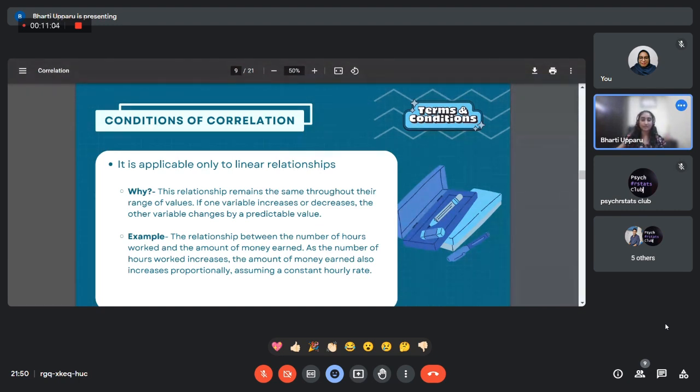So, for example, we could discuss the relationship between the number of hours worked and the amount of money earned, right? As the number of hours worked increases, the amount of money earned also increases proportionally, assuming that there's a constant hourly rate. Again, this is if there's no exploitation.